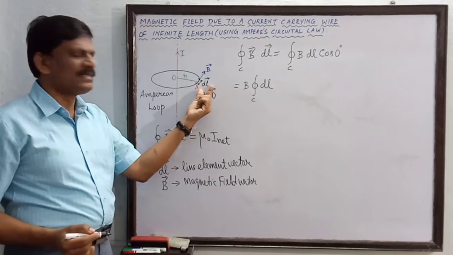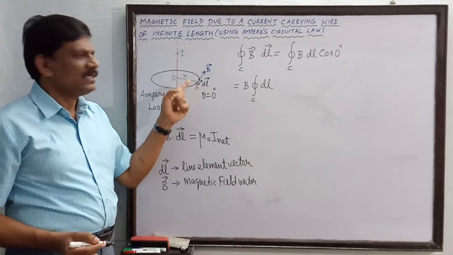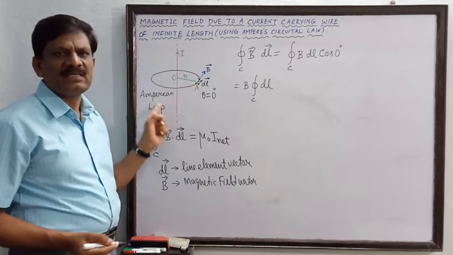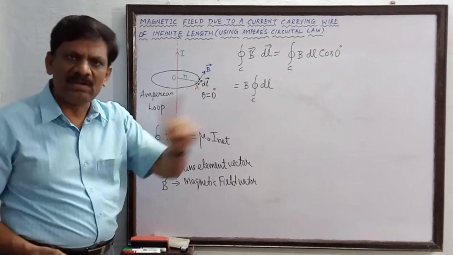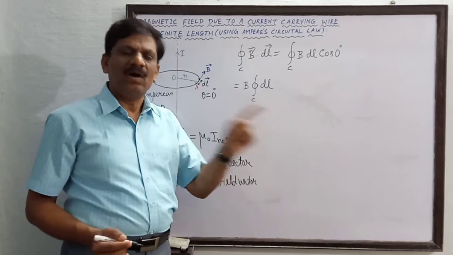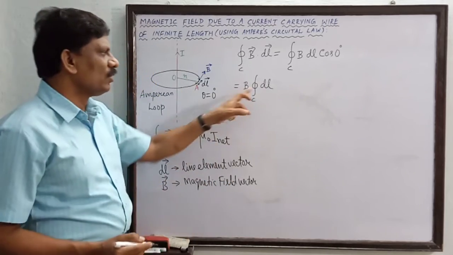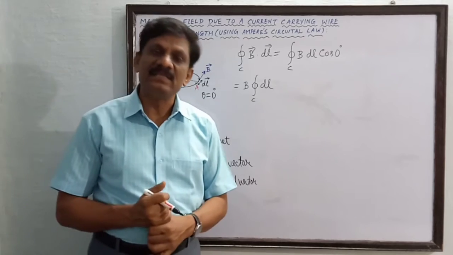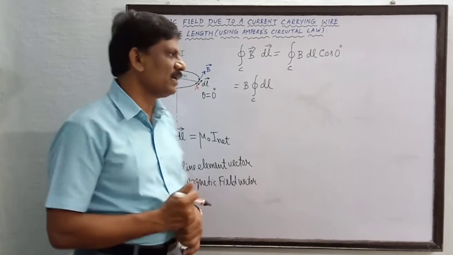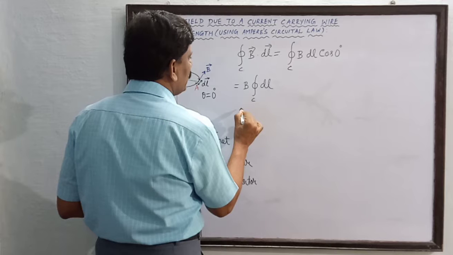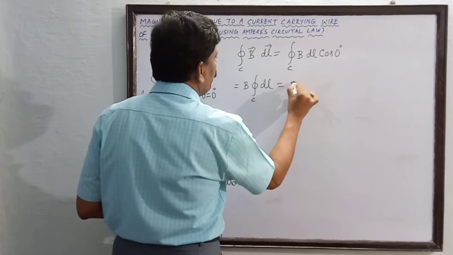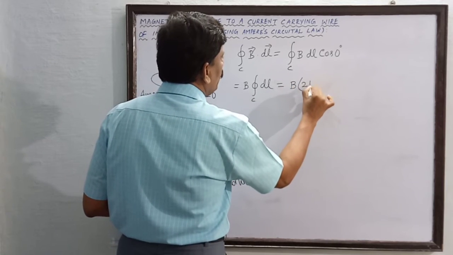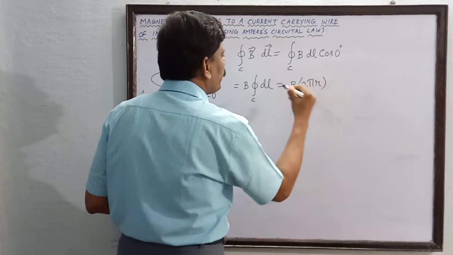Now, dl is a portion of the Ampere loop. Like this, there are so many other elements of the same length dl. If you add all the length dl on the Ampere loop, then the closed integral of dl must be equal to the circumference of the circle, which is 2 pi r. So this is now equal to B into 2 pi r.